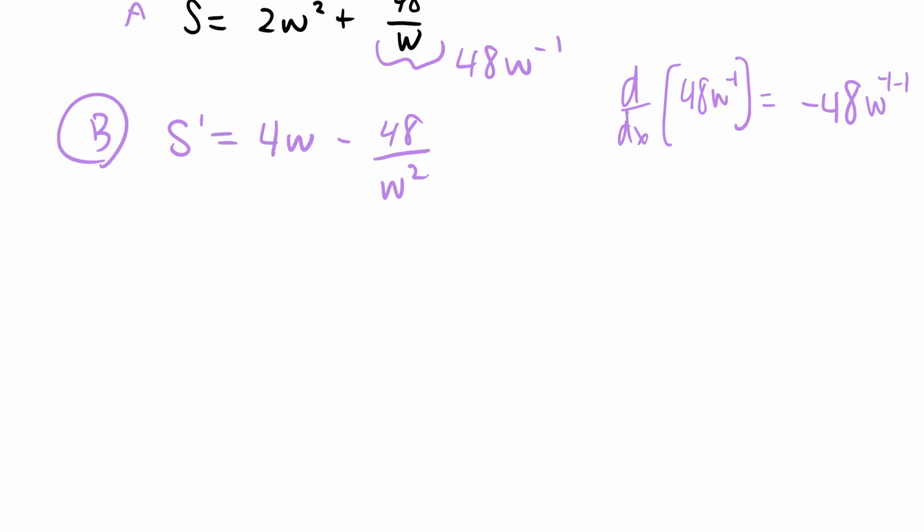The derivative of 48 times W to the negative 1: bring the negative 1 to the front times 48, and then you subtract one from the exponent. That's why I have W to the negative 2 power. W to the negative 2 is the same thing as 1 over W squared. Rules of exponents.